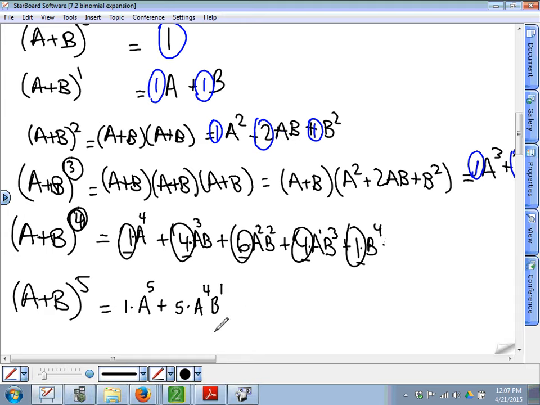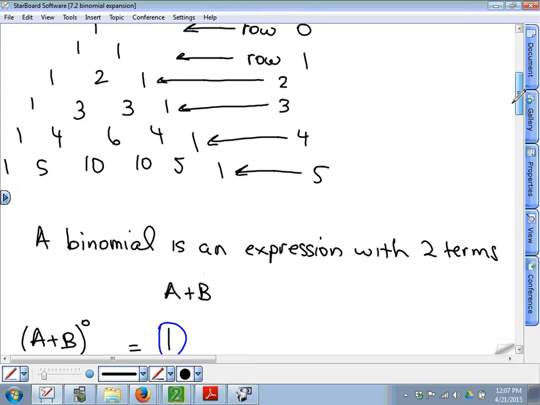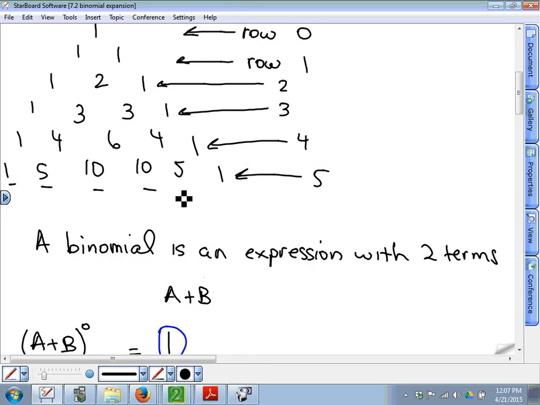Now, I think I pointed this out to you last time, but I want to make you aware again. If you look at any particular term and add the exponents, 4 plus 1 is 5. If you add the exponents in any term, it has to equal the original exponent. Because if you're raising it to the 5th power, you have to look at the 5th row of Pascal's triangle: 1, 5, 10, 10, 5, 1.